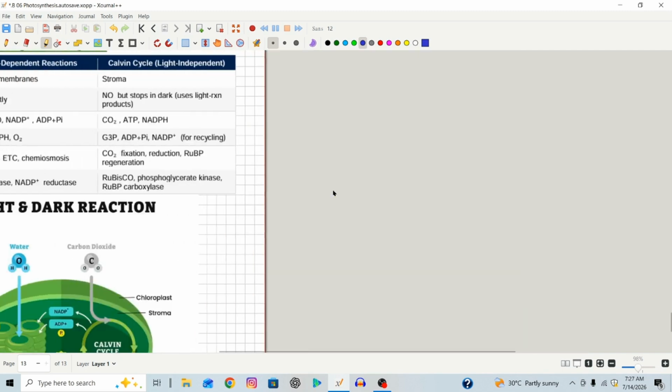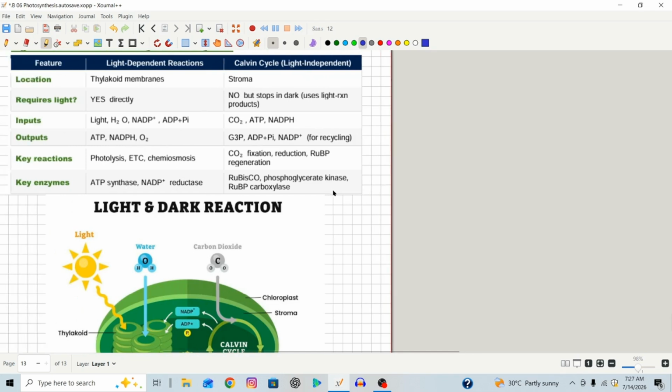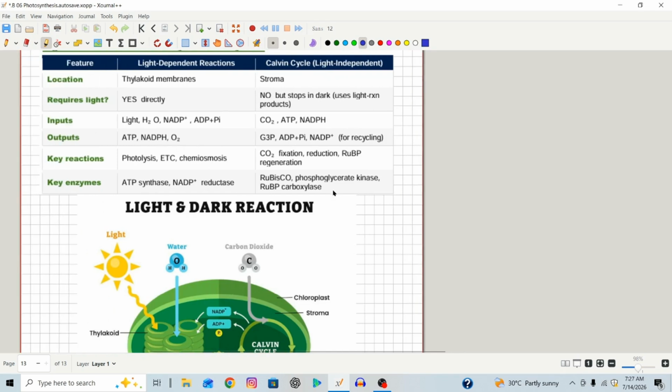The last table that is in front of you is the difference between light dependent and light independent reaction. We have already discussed it. Let's discuss it for the last time. I swear this is the last time, because this is a high yield topic.